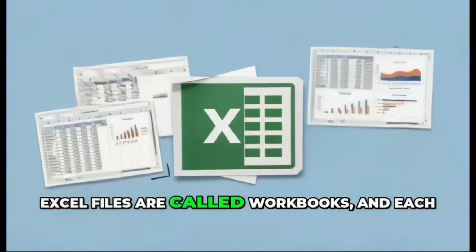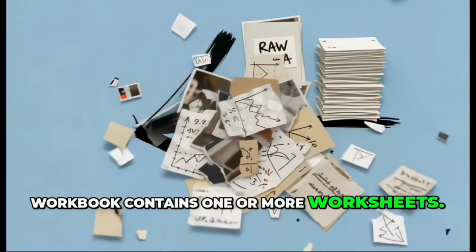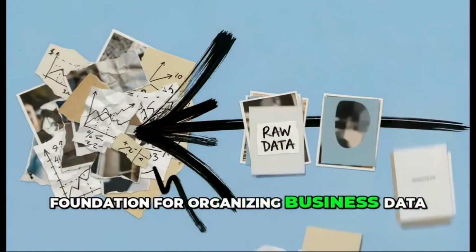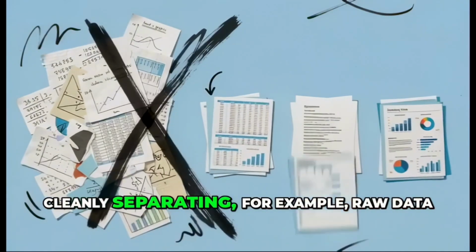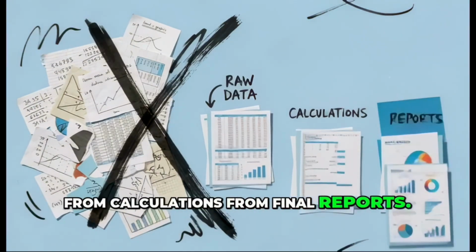Excel files are called workbooks, and each workbook contains one or more worksheets. Understanding this structure is the foundation for organizing business data, cleanly separating, for example, raw data from calculations from final reports.